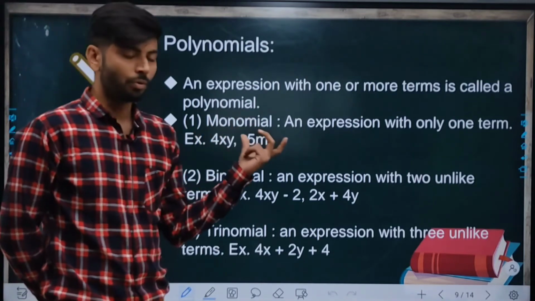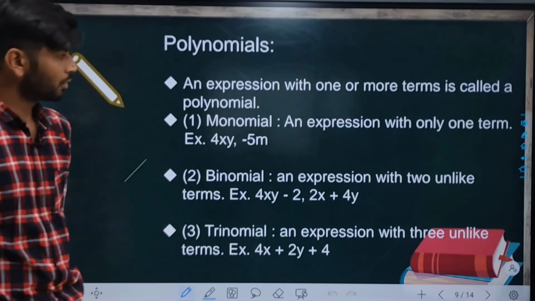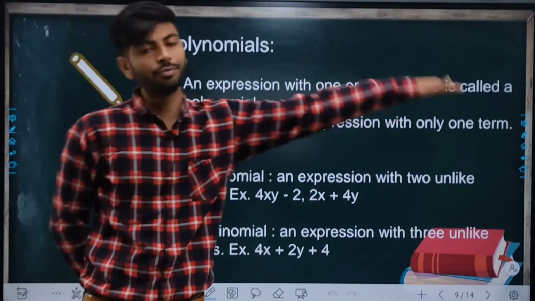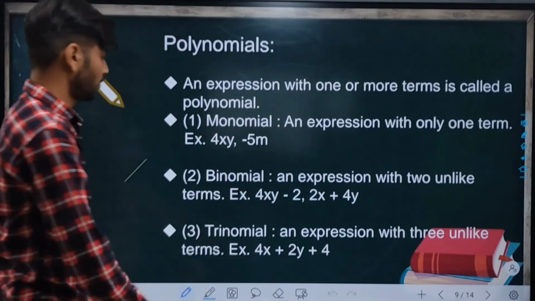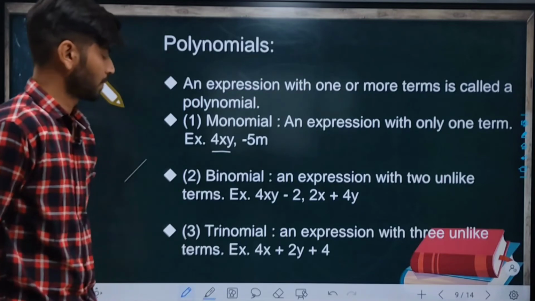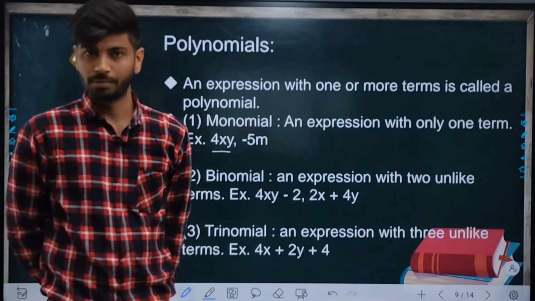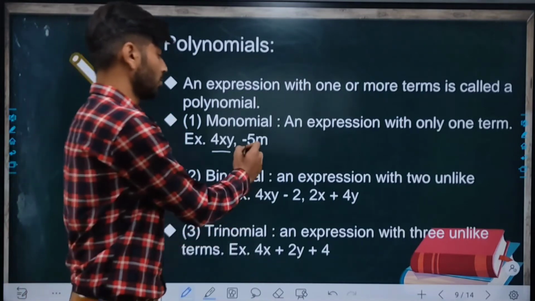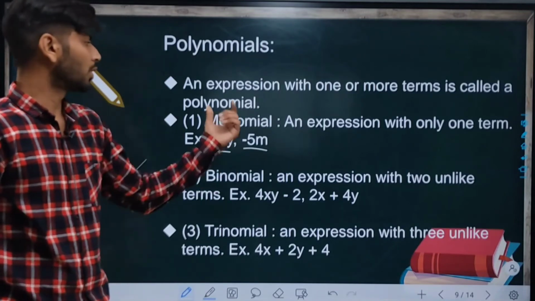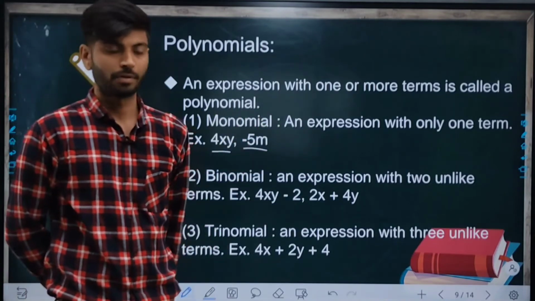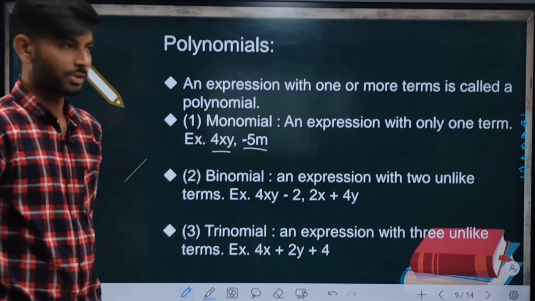First of all, types of polynomials, in which the first type is monomial. What is a monomial? An expression with only one term is called a monomial. So you can see here 4xy. In 4xy, how many terms are there? Only one term. In minus 5m, how many terms are there? Only one term. So it is called a monomial term, or you can say a monomial expression.